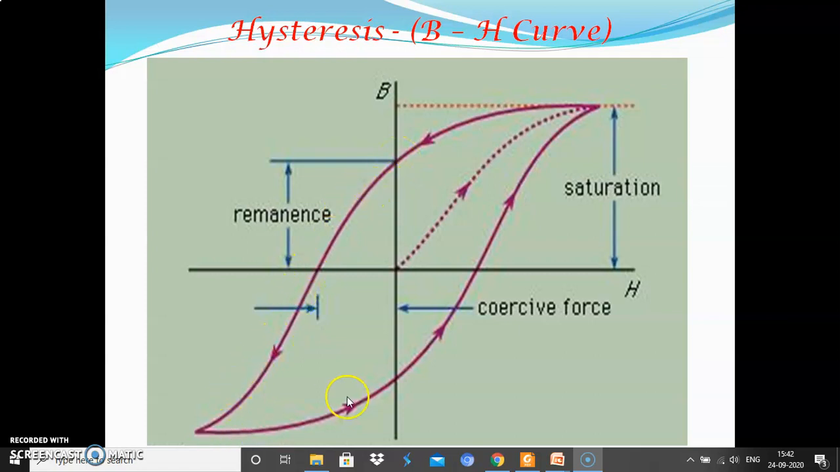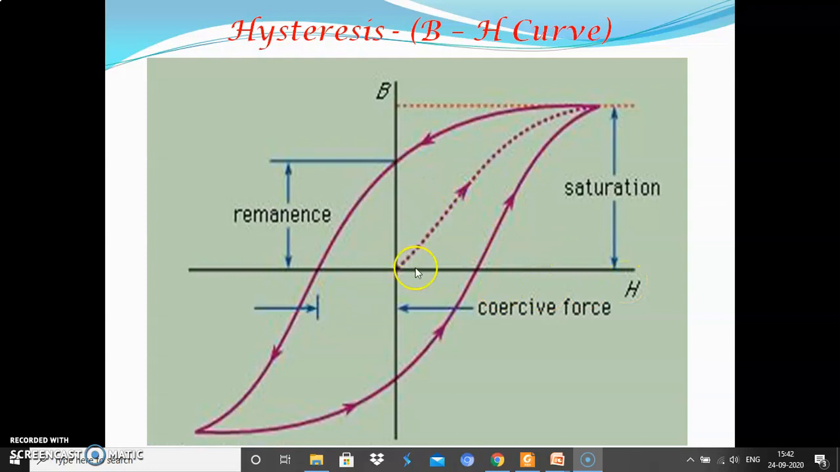Similarly, in all the places, this hysteresis loop clearly shows that there is always some lag of magnetization or magnetic induction in the ferromagnetic material behind the applied magnetic field. So this process is called hysteresis. What is hysteresis? The lag of magnetization behind the applied magnetic field is called hysteresis.